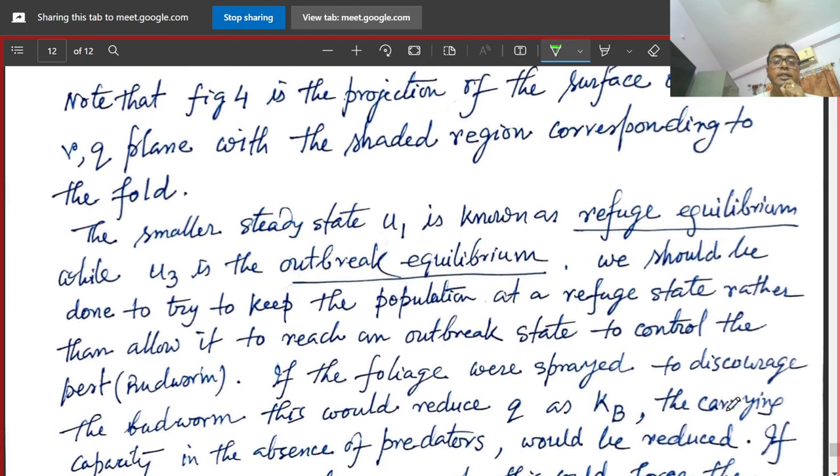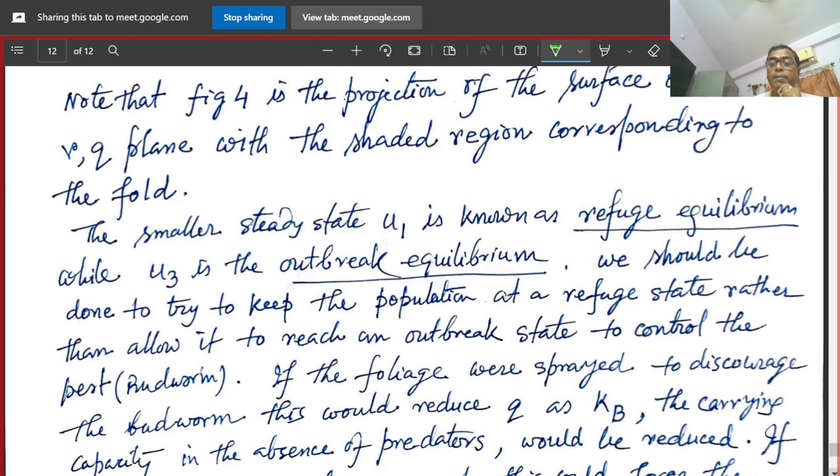The smaller steady state u1 is known as the refuge equilibrium, while u3 is the outbreak equilibrium. We should try to keep the population at a refuge state rather than allow it to reach an outbreak state, to control the pest, that is the budworm.